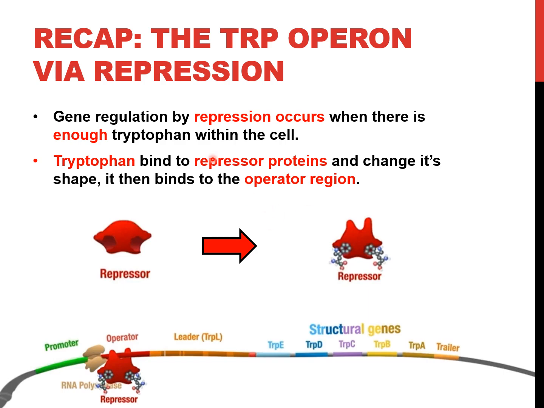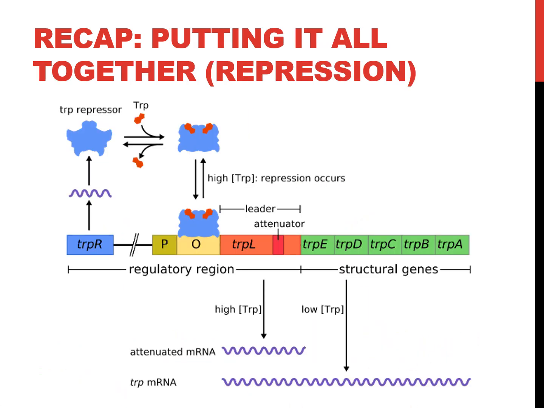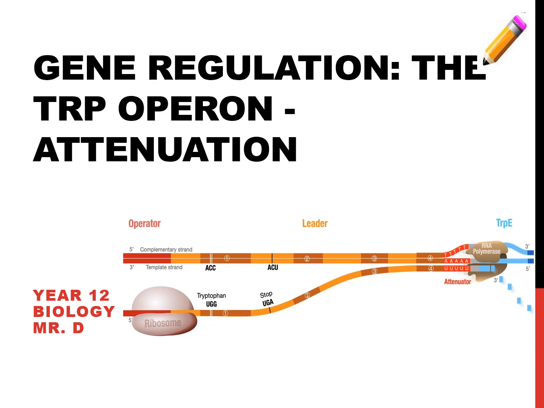So as we know, in repression, if there is free-floating tryptophan around, it will bind to the binding sites of the repressor protein, and that protein will change shape and then bind to the operator region, which will block polymerase from transcribing. Therefore, no structural genes and no tryptophan created. You can see the same thing here. Let's look at attenuation this time. It's a little bit different, but it's a similar sort of ending of the process.